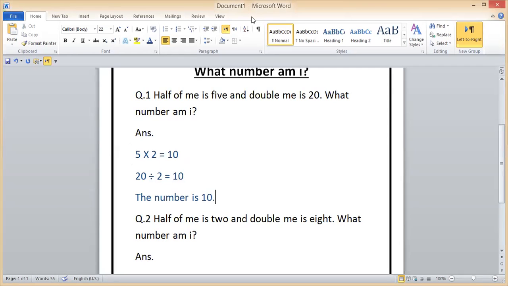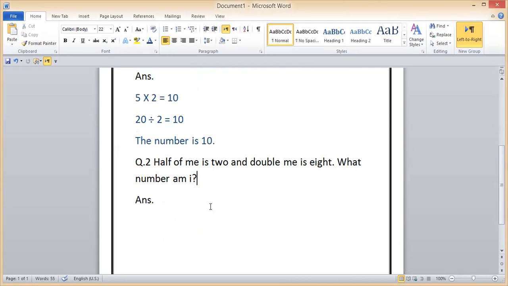So guys, this is the answer. And in the exam, if you write any one of that, I will accept. I will accept it. No need, okay? So question number 2, now I'm going to take answers from you for that. Half of me is 2 and double of me is 8. What number am I? How will you write its answer? What is the answer and how do you know the answer of it?